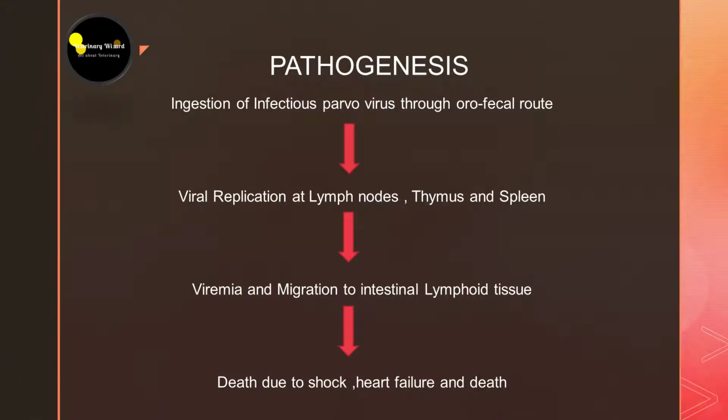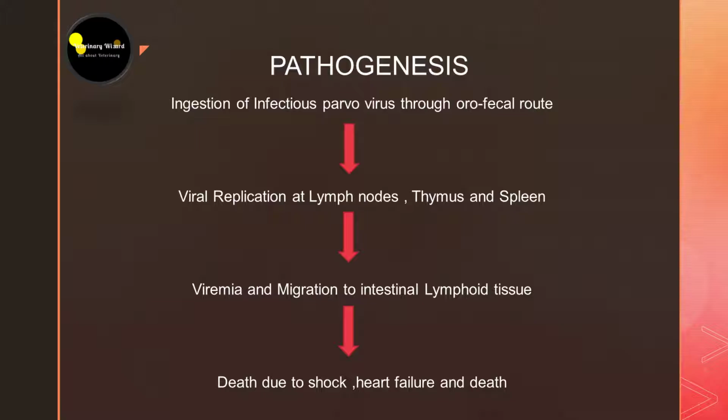Now let's move towards pathogenesis. First of all, the virus enters the animal through the oro-fecal route. After entering the body, the virus starts replicating in the lymph nodes, spleen, and thymus. Then viremia takes place and the virus migrates to lymphoid tissue. The animal goes into shock and heart failure, resulting in death.